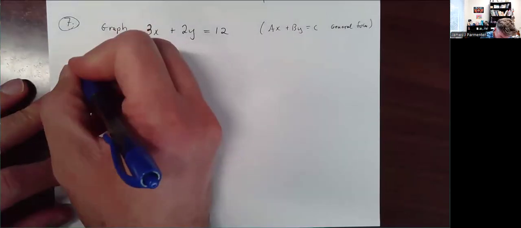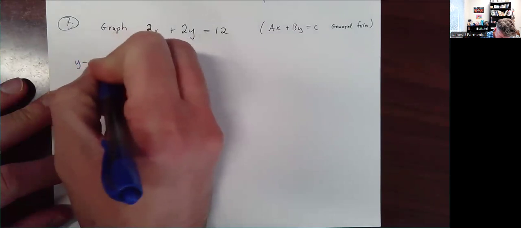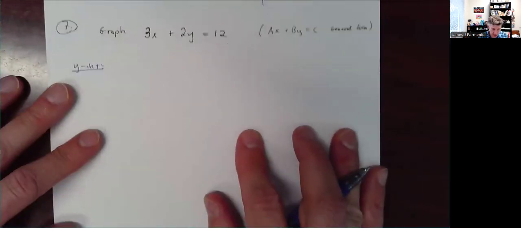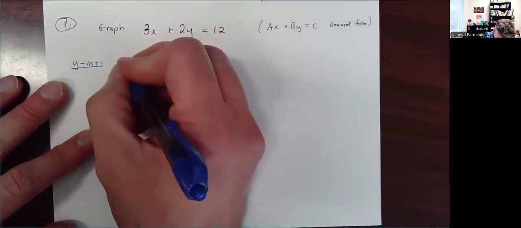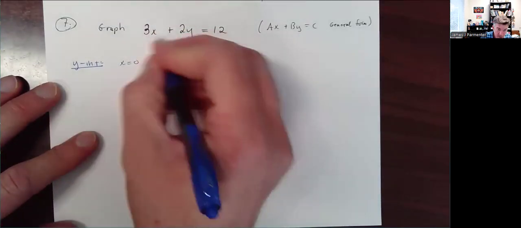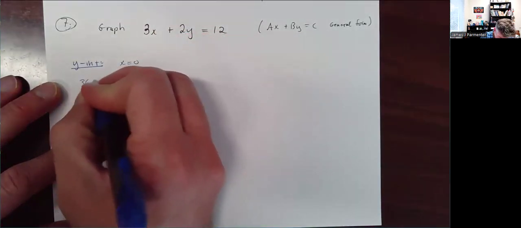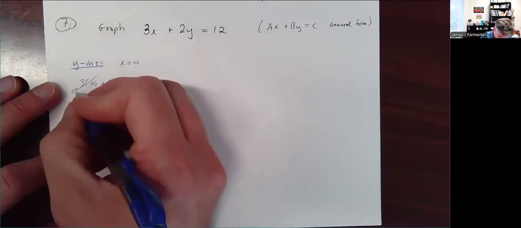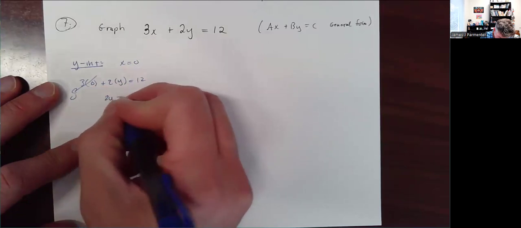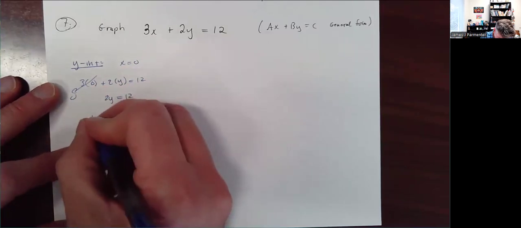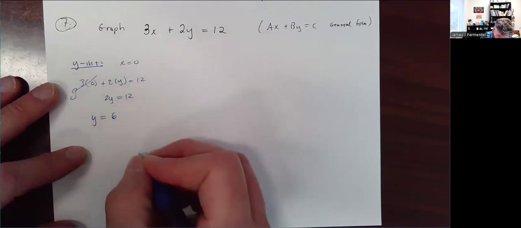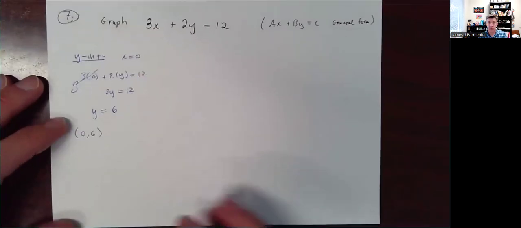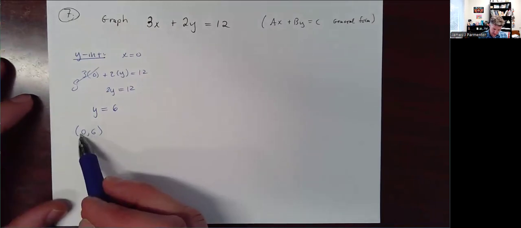So if I find the y-intercept, I'm going to start the same way by just setting x equal to 0. I'm going to get 3 times 0 plus 2 times y equal to 12. 3 times 0 is 0, so I have 2y equal to 12. Divide both sides by 2, and y equals 12 divided by 2, which is 6. So my y-intercept is (0, 6). When you're writing a point, by the way, it's always the x-coordinate first, the y-coordinate second.